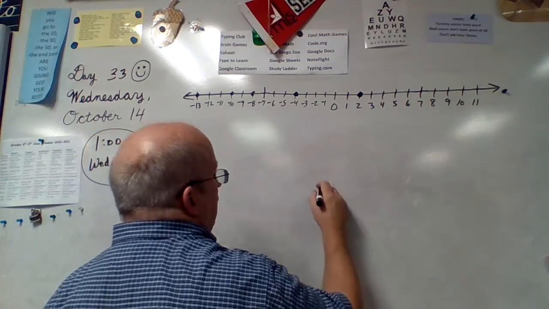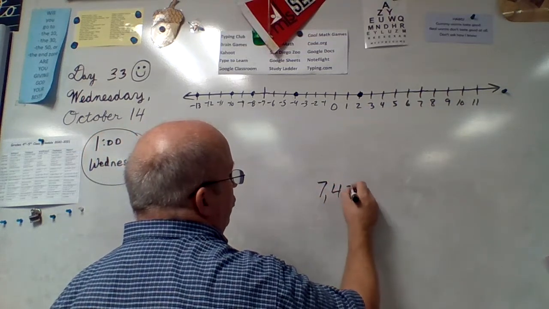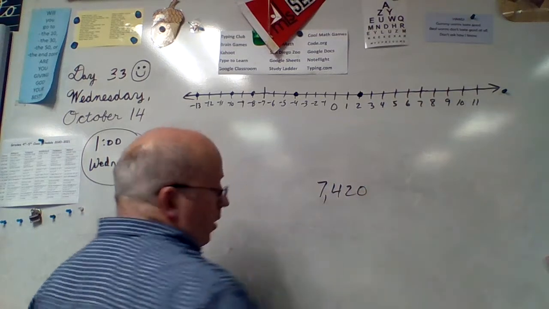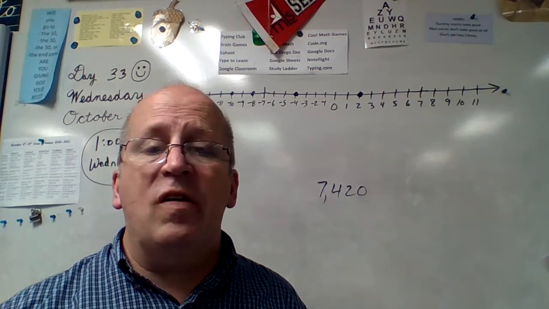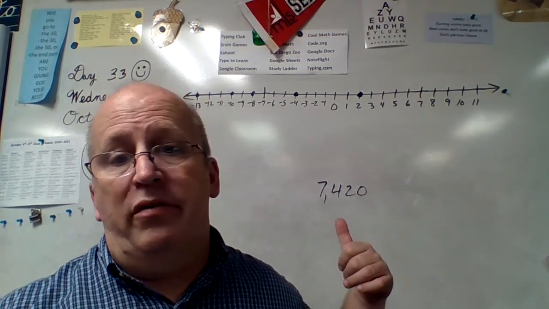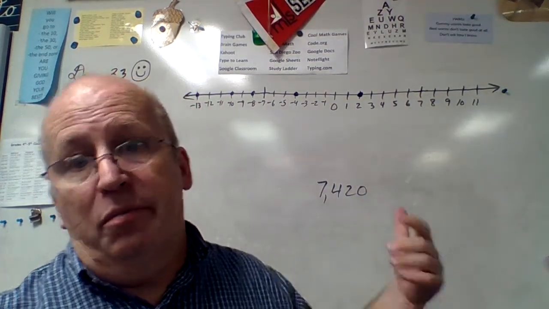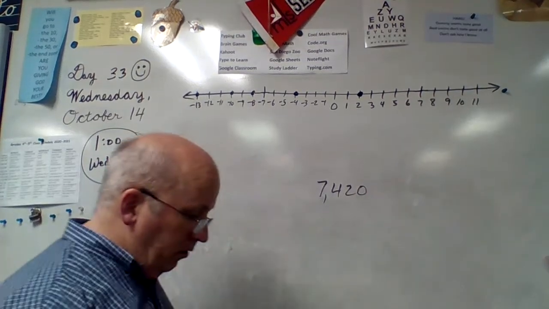Well, here's a number, 7,420. The rule says a number is divisible by 10 if it ends in 0. Is that divisible by 10? Yeah, it ends in 0. Therefore, we say yes. Let's prove it.